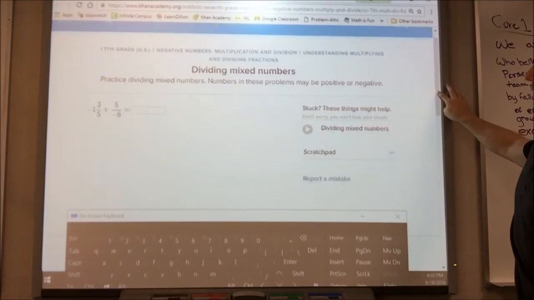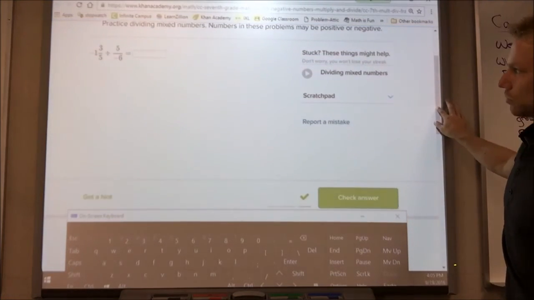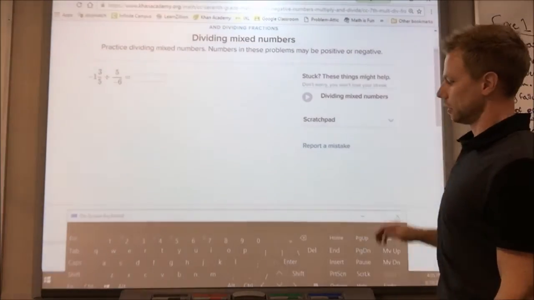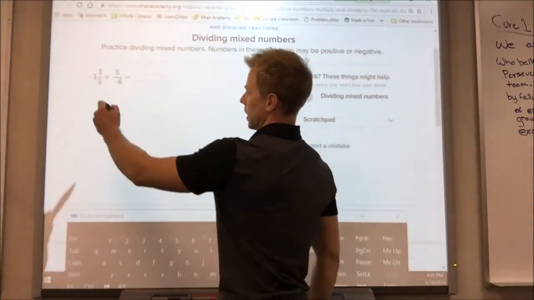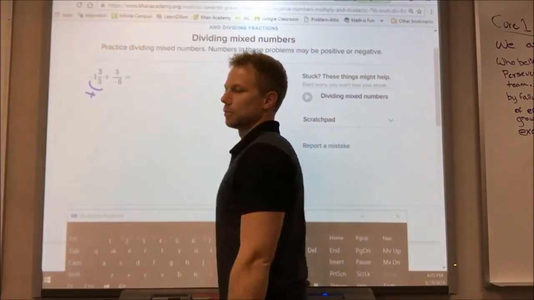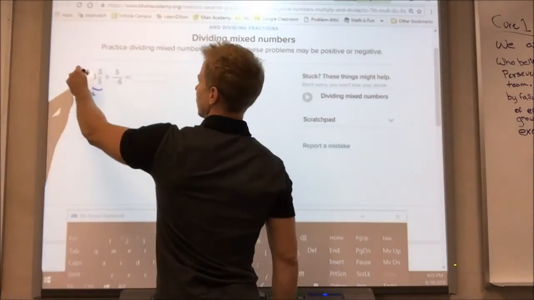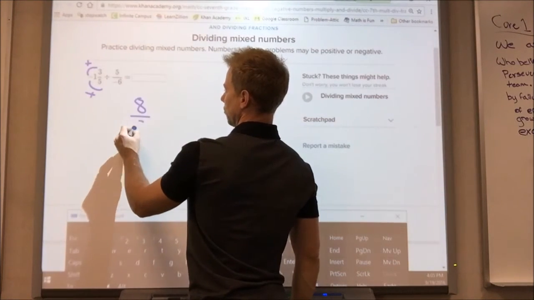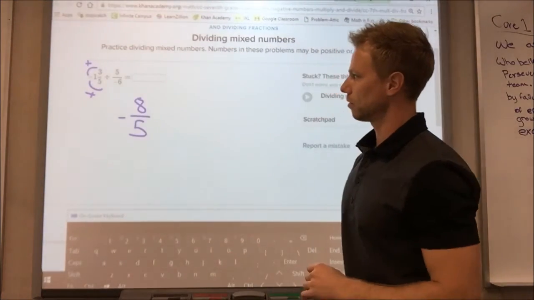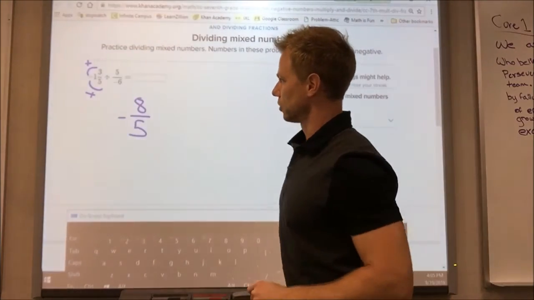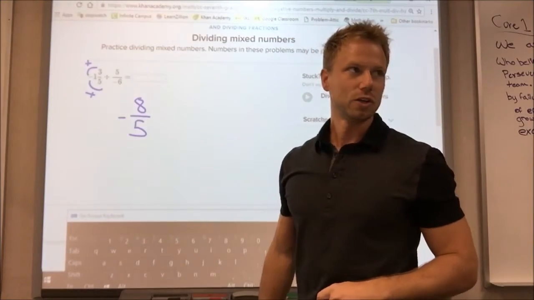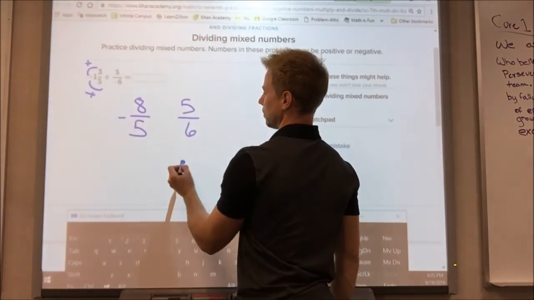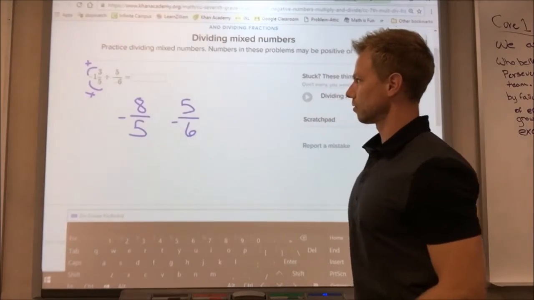Dividing mixed numbers again. Okay, we have to watch our signs carefully, and we need to rock around the clock. So this first fraction, we would multiply 1 times 5, which is 5. Then we add 3, which is 8. We get 8/5, and don't forget the negative. The second fraction, we don't have to rock around the clock, so we just leave it how it is. Don't forget the negative.